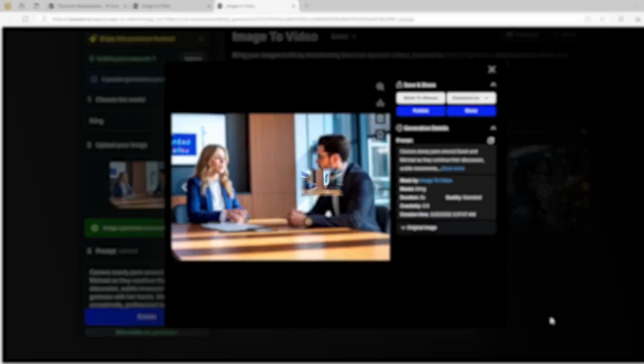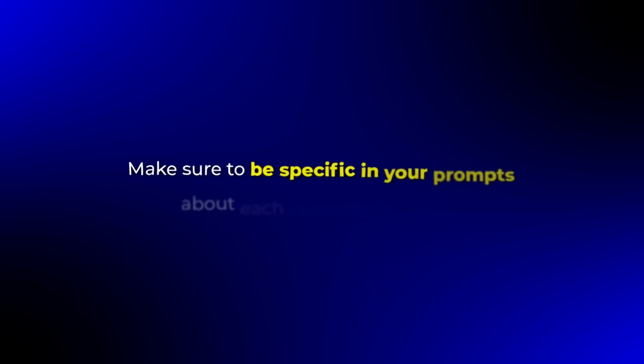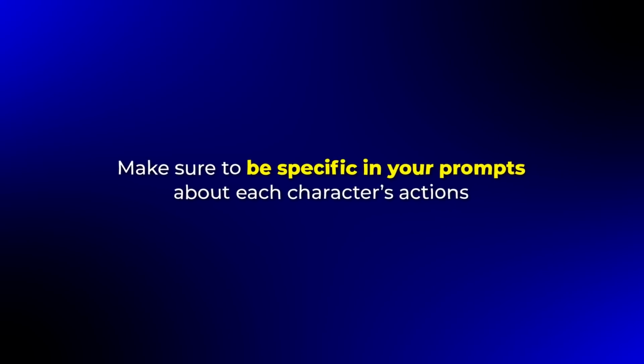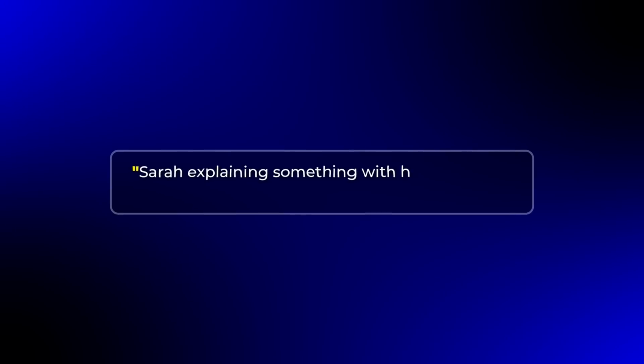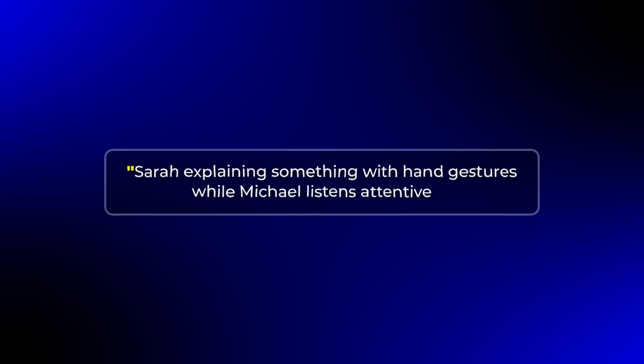This is absolutely insane. You can create professional looking videos with multiple characters in just one click. Make sure to be specific in your prompts about each character's actions. Instead of just saying two characters talking, say Sarah explaining something with hand gestures while Michael listens attentively. Being this specific helps the AI understand exactly how to position and pose each character.